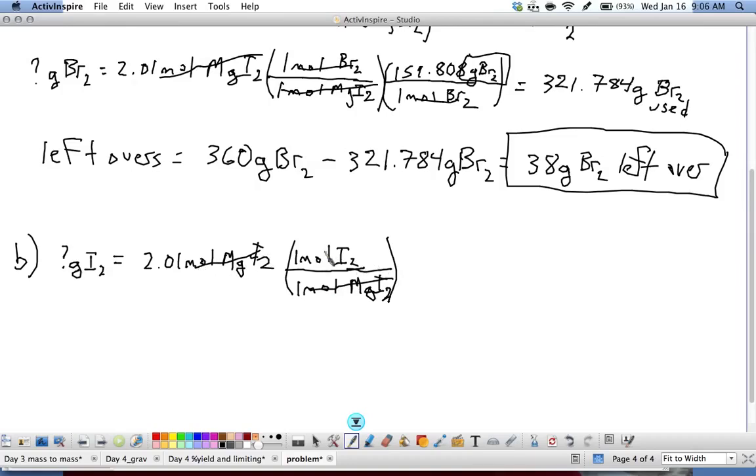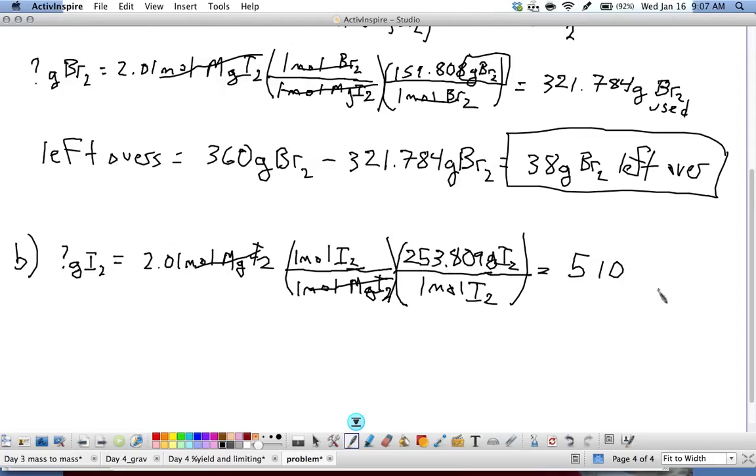Those are gone. And I still need to get to grams. Of course, the conversion factor here is going to be molar mass. 253.809 grams I2 over 1 mole I2. And you get, with sig figs, because there are only 2, 510 grams I2. There you go.